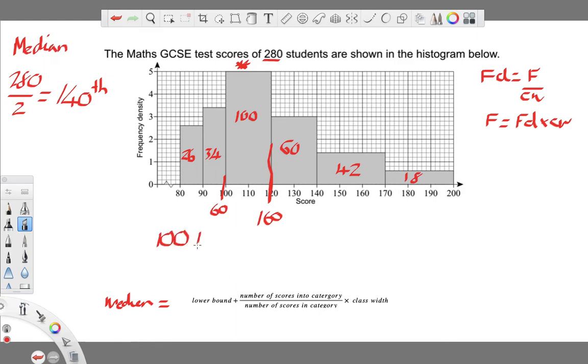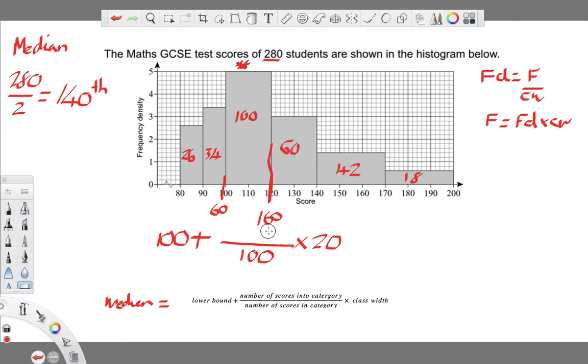And then we're adding to that the number of scores into the category divided by the number of scores in the category. Well, the number of scores in the category, that's 100. There's a frequency of 100 here, so there's 100 scores in this category. And we know that the class width is 20.